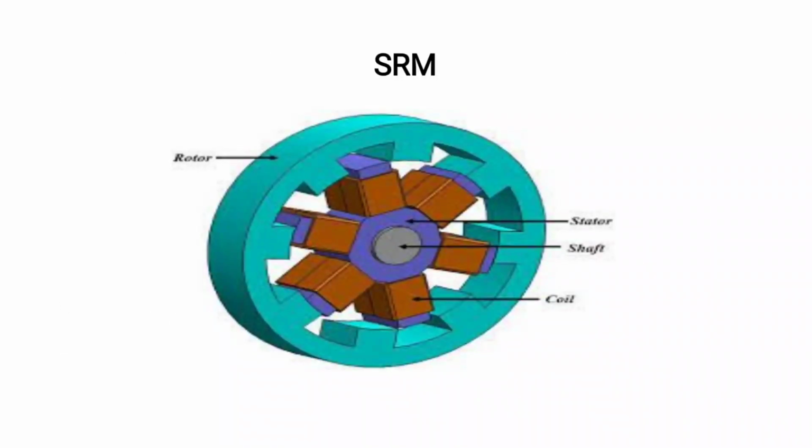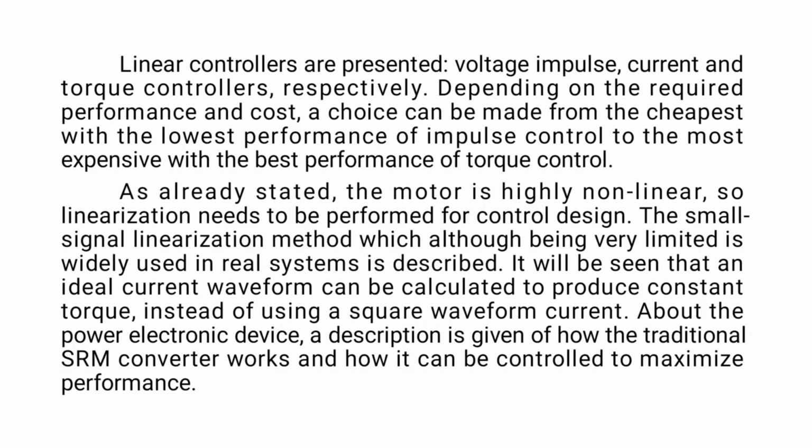It is a switched reluctance motor. It consists of rotor, stator, shaft and the coil. The linear controls were presented: the voltage, impulse, current and torque controllers respectively. Depending on the required performance and the cost, a choice can be made from the cheapest with the lowest performance, impulse control, to the most expensive with the best performance, torque control. So the linearization needs to be performed for control design.